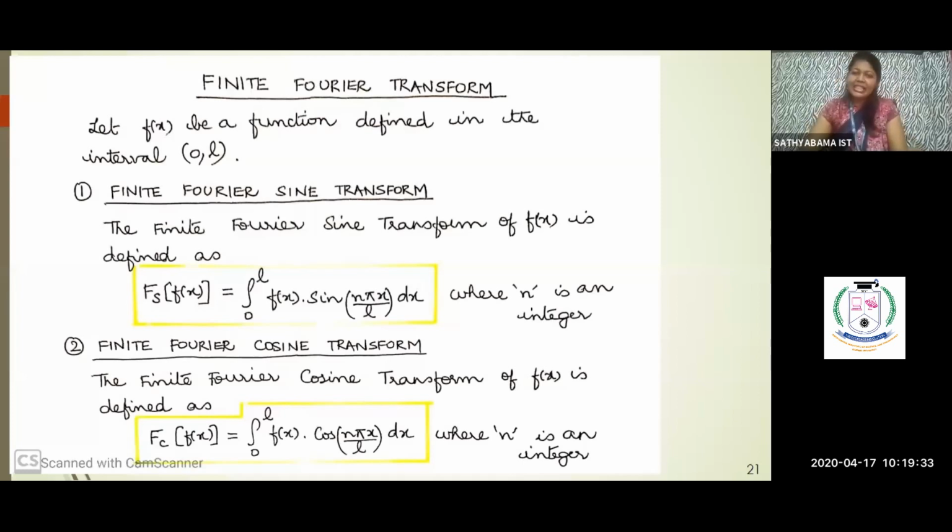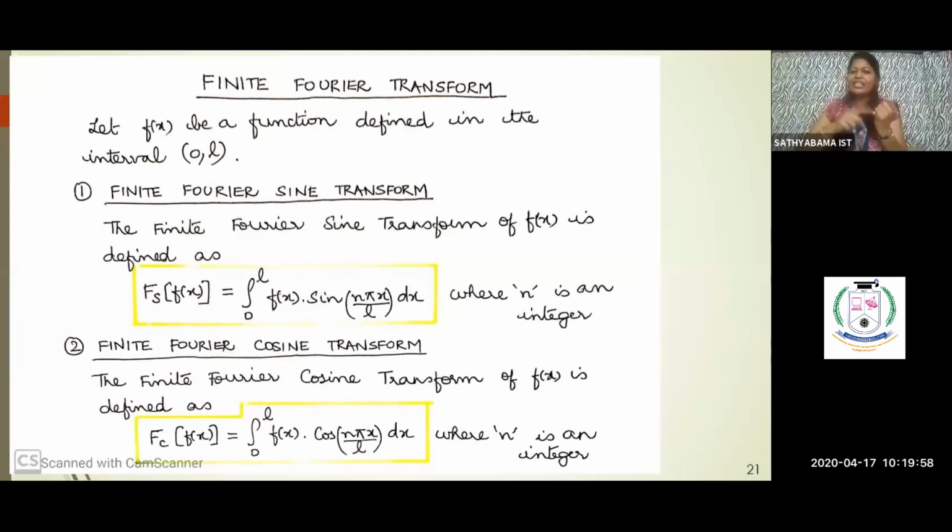Usually you get these questions in part A, and very rarely in part B. So we will just have a look at the formula and then two problems based on this, and then we will wind up today. As I told you, because it's called finite Fourier transform, remember f of x is defined in 0, L, where L is a finite number. Now we have two finite Fourier transforms.